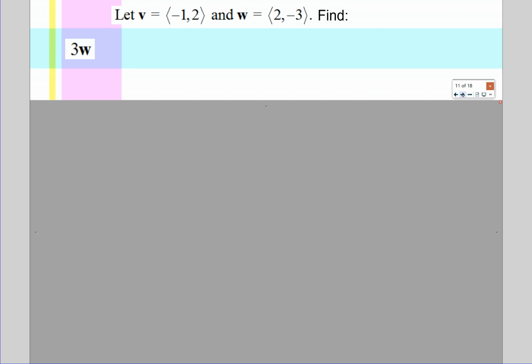So here's a couple examples. You're going to see these are really fast, and a lot of the properties used in Algebra 1 are going to apply with our vectors. If I have vector v is -1, 2, and vector w is 2, -3, I want to find 3w. Think about how we sketch that. It's just w 3 times. So it's going to look like a distribution problem. We are multiplying each component by 3, and that's it.